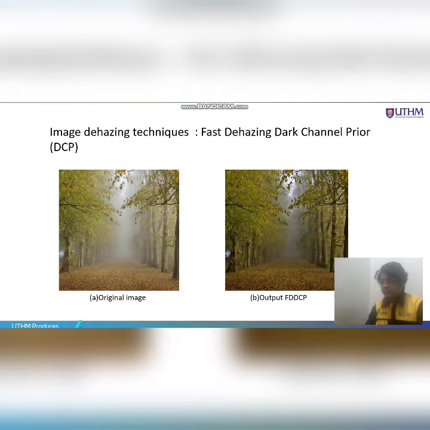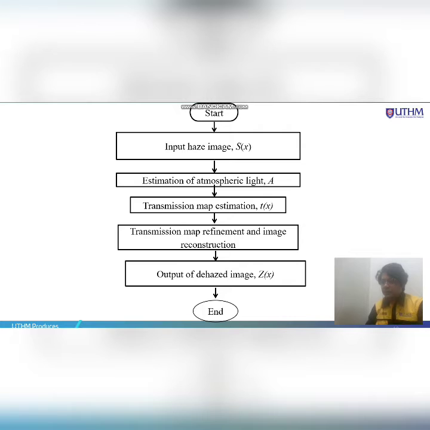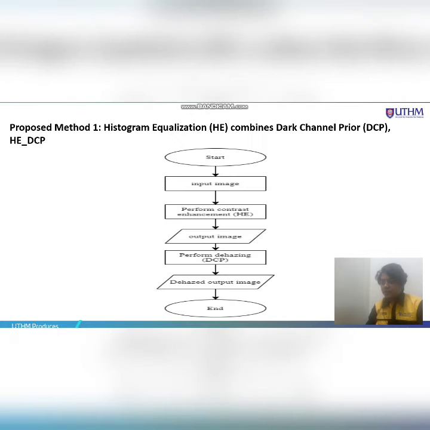And then this one is fast dehazing dark channel prior, and this one is the visual inspection for fast dehazing dark channel prior, which is like this is your original image and then the output of fast dehazing dark channel prior. So this one is we input the hazy image and estimate the atmospheric light, and then transmission map estimation and transmission map refinement and image reconstruction, and we come up with the output of the haze-free image.